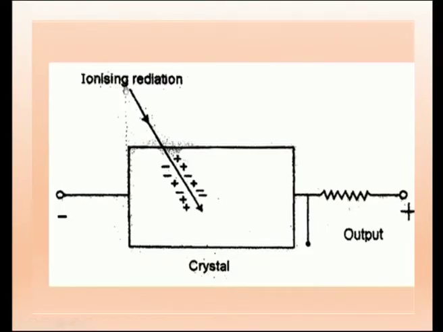So this is the semiconductor crystal. For example, it is germanium. Let us take germanium or silicon. Both are semiconductors. We connect negative and positive, and we are waiting for the output. There won't be any current initially. When radiation falls on it, we get positive and negative ions created, and we get the current flowing.